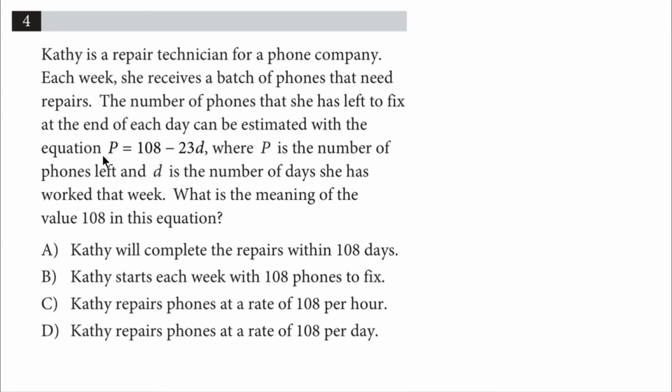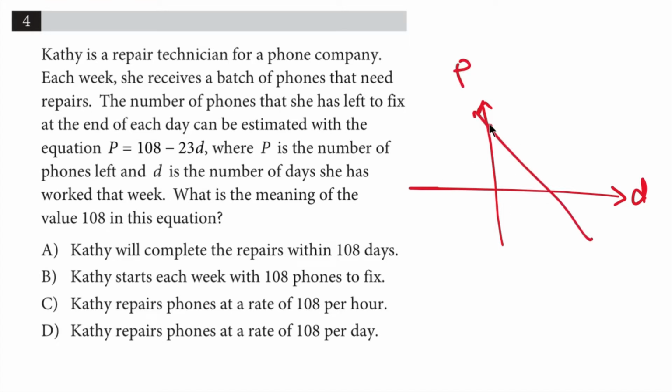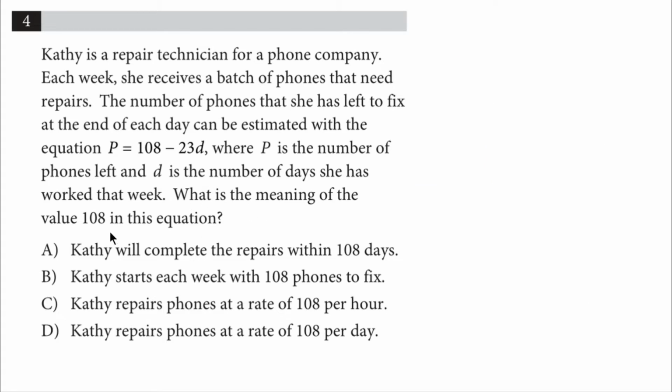Now guys, if you look closely here, you will see that this is a linear equation with a negative slope. So we can actually represent it on an xy plane, which is actually not xy but D versus P plane. We can express it like this, where the y-intercept is 108. And the slope right here is m is equal to negative 23. Okay, so this is our linear relationship with a negative slope. So it says, what is the meaning of the value 108 in this equation?